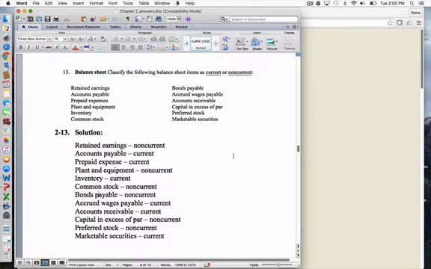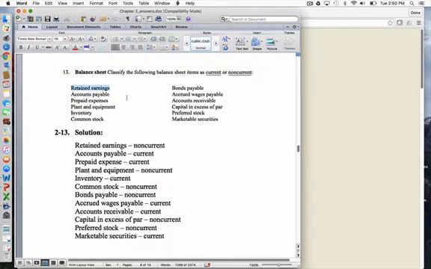We are going to classify the following balance sheet items as current or non-current. Current means short-term assets or liabilities. Non-current means long-term assets or long-term liabilities. This distinction is also going to help us when we discuss the cash flow next. So let's see what we have.